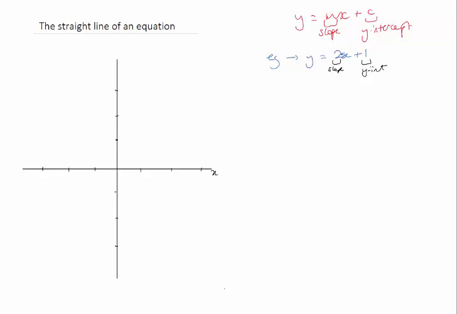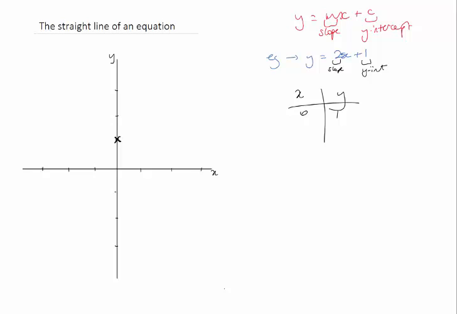So if we've got our axes here, x and y, then we can already put on our y-intercept, can't we? So that means x is 0, y is 1. We know this from the equation. Sorry, that's the wrong way around. So x is 0, y is 1. So there's our first point.